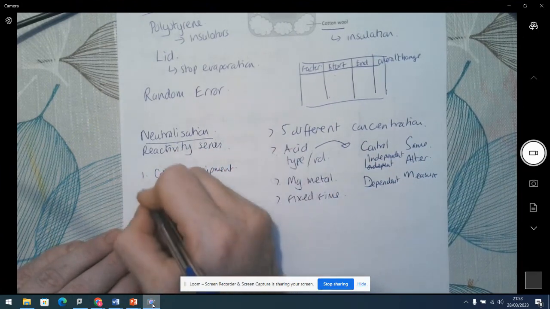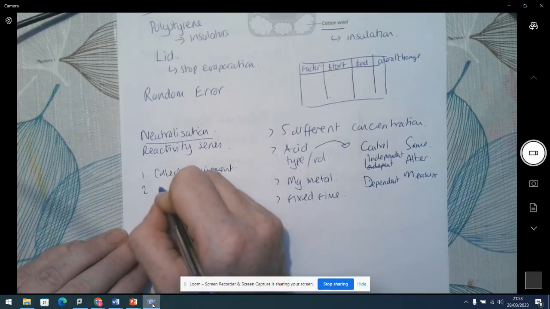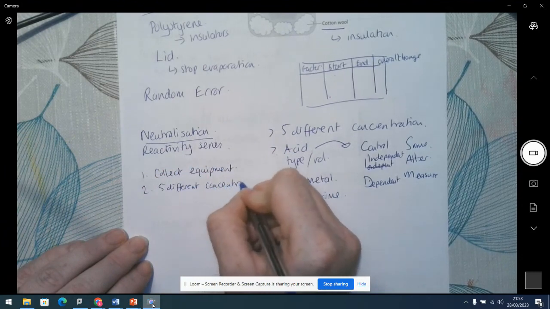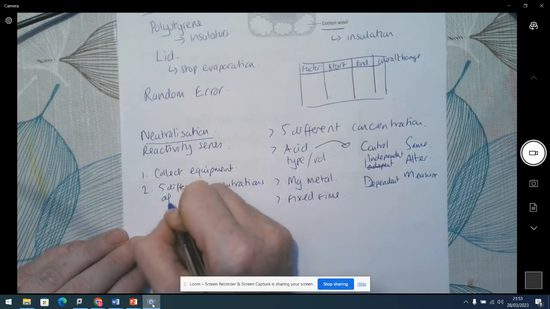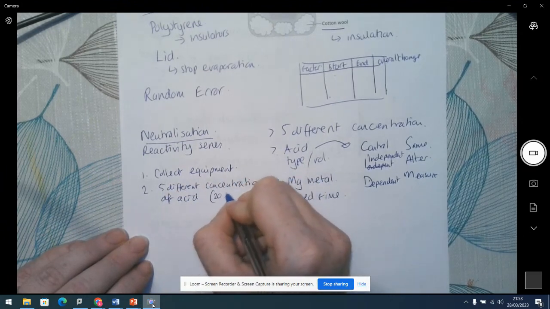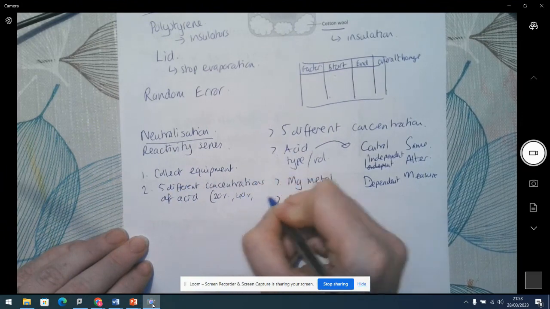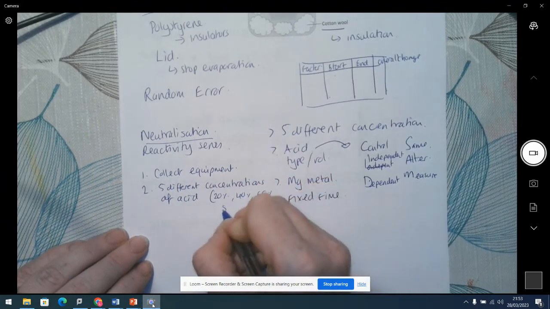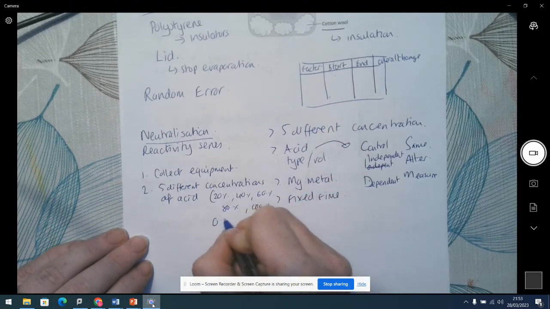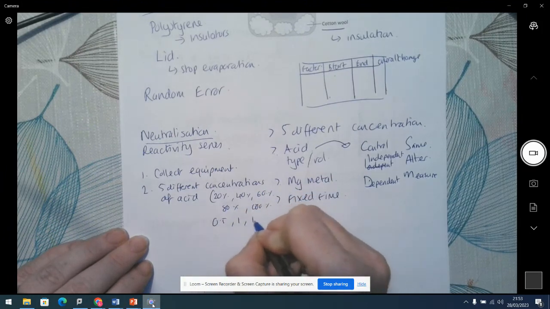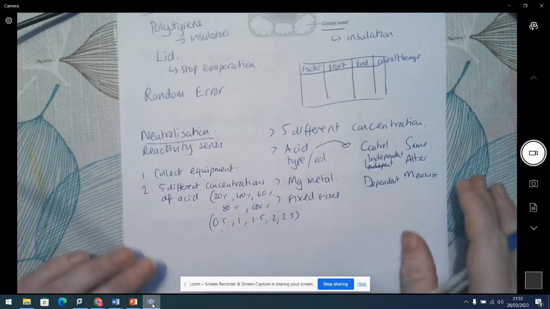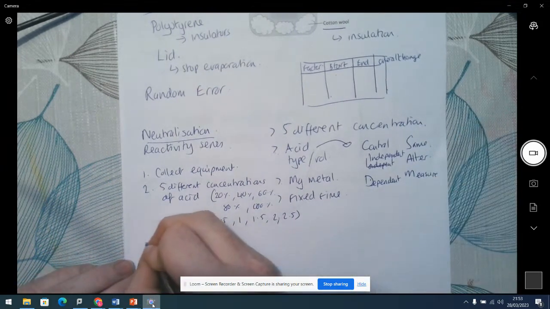Sometimes they give you the equipment. Secondly, I would have 5 different concentrations of acid, and I might want to tell the examiner what I mean by that. So 20%, 40%, 60%, 80%, 100%, or I could do 0.5 molar, 1 molar, 1.5, 2 molar, 2.5. Okay, so I've got my 5 different concentrations of acid.